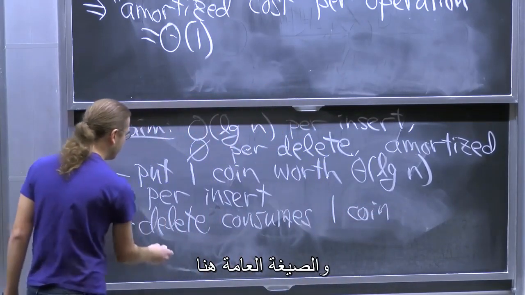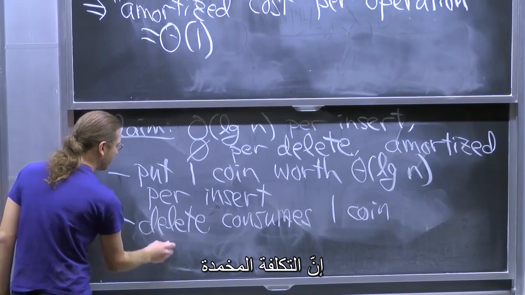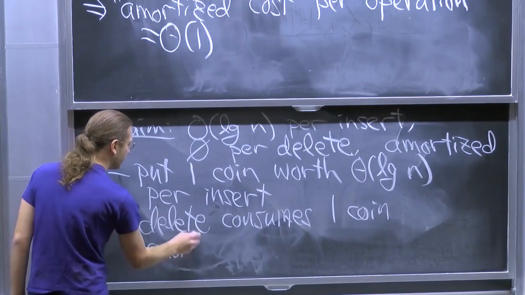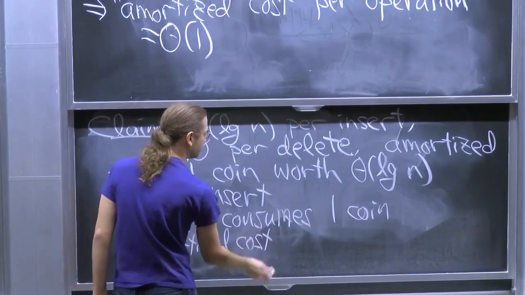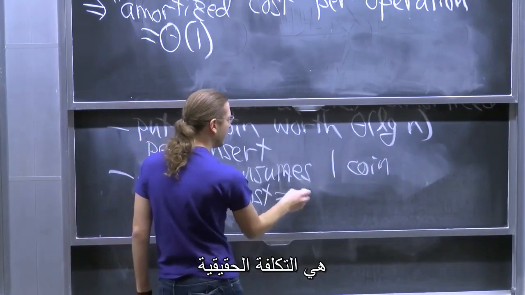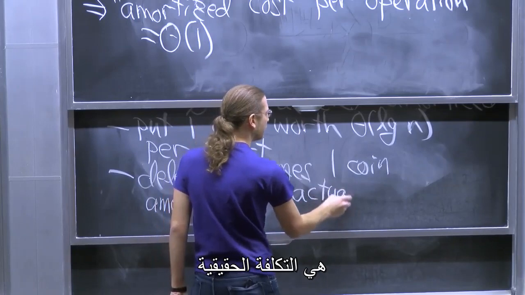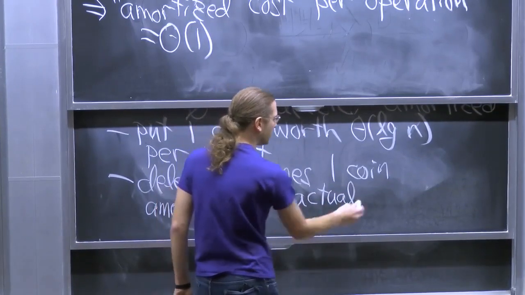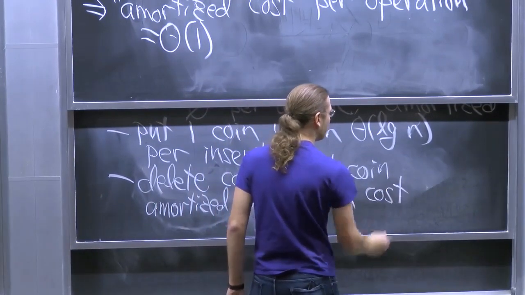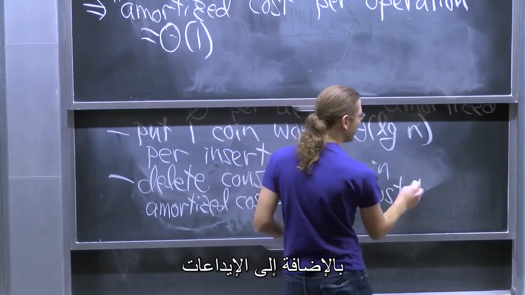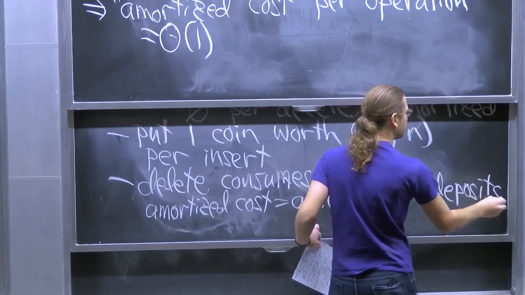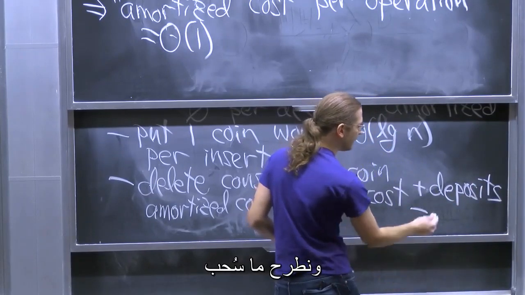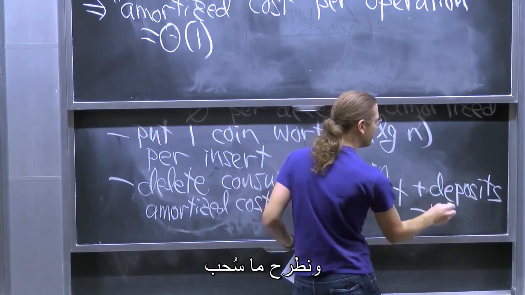And in general, the formula here is that the amortized cost of an operation is the actual cost plus the deposits minus the withdrawals.